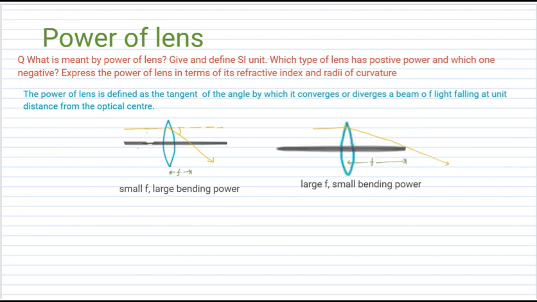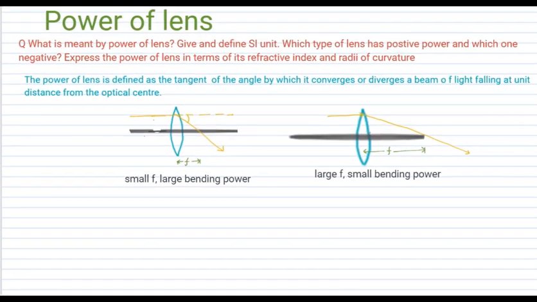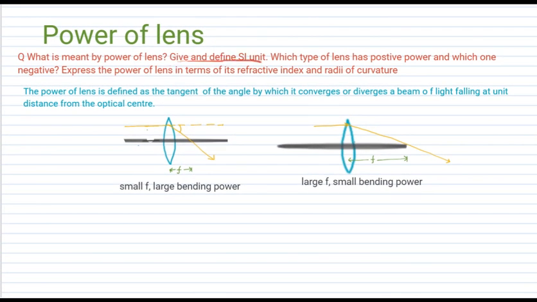Apart from this one, if the focal length is small, in that case you have large bending power. And if focal length is large, then in that case you have small bending power. So this is your power of lens. Now we will define its SI unit.